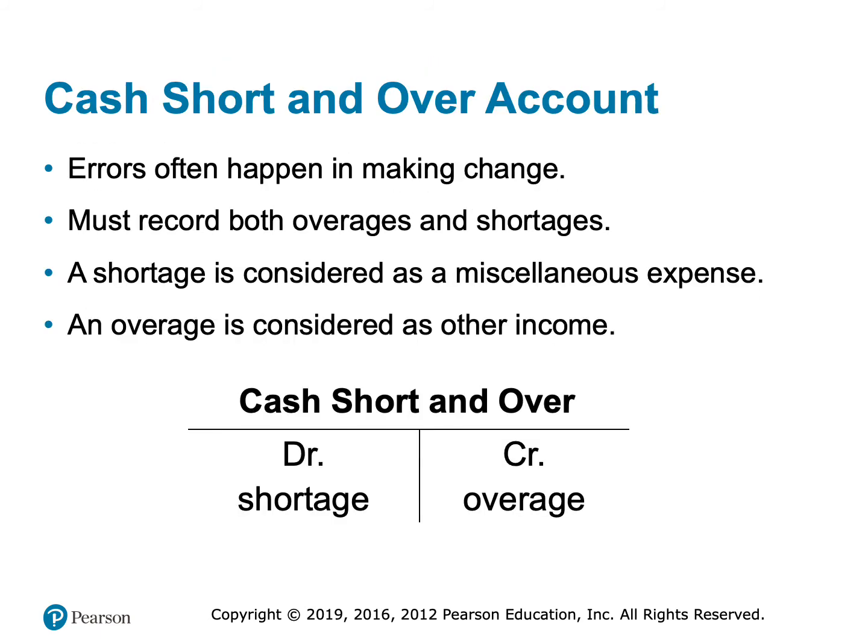Now, it happens that we make mistakes, especially when we're making change and giving change, and we may not total out exactly right. We want to be careful and we want our employees to be careful, but certainly they're human and they will make mistakes every once in a while. So we may have an overage or a shortage. So the cash short and over account is a miscellaneous account that we're going to use to record these overages and shortages. The shortage would be considered a miscellaneous expense, and the overage would be considered other income.